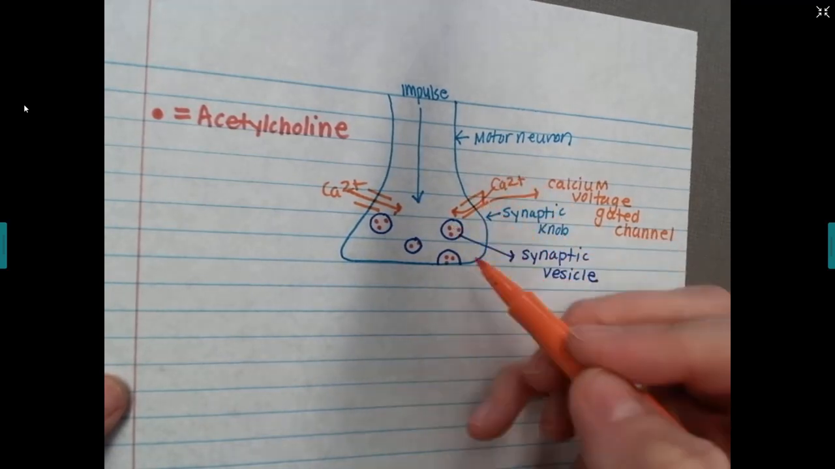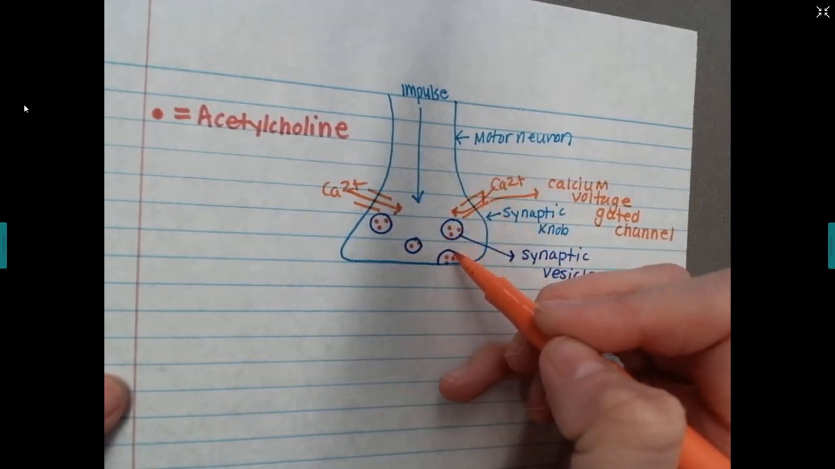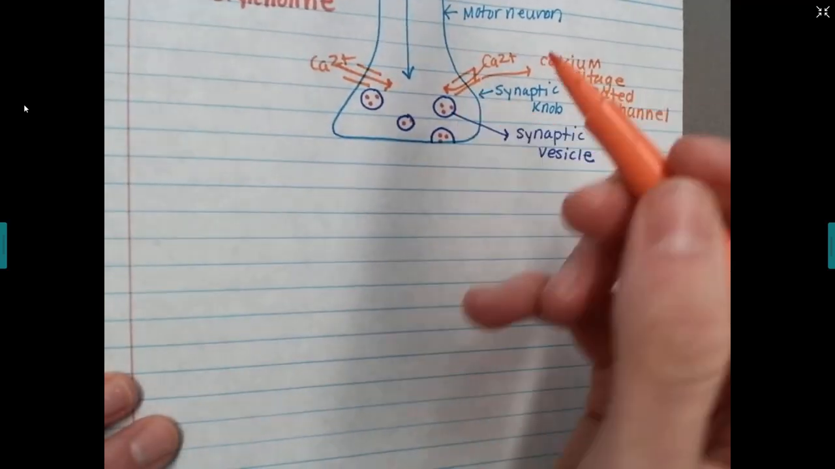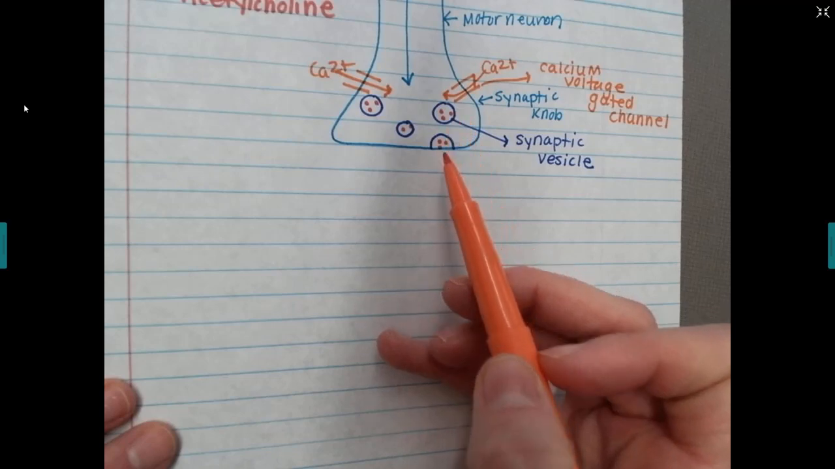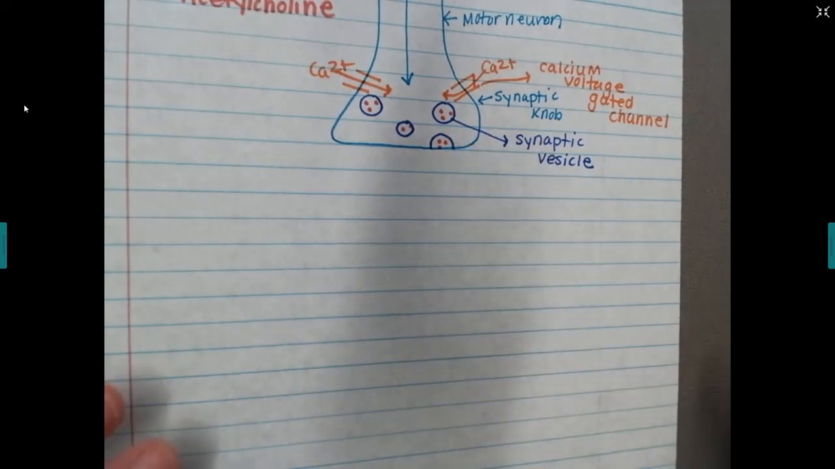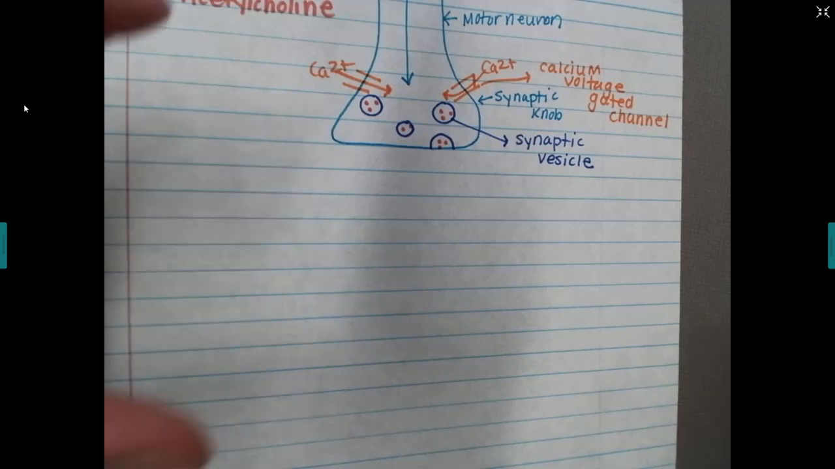That will cause the synaptic vesicles to move. And when they move, they are going to fuse to the end of the synaptic knob. They still have acetylcholine in them. Nothing's changed yet. They have not released their acetylcholine. Well, this is only part of the story.